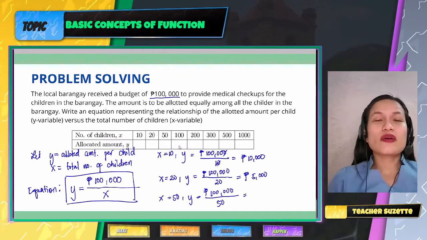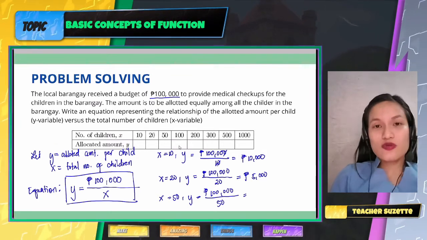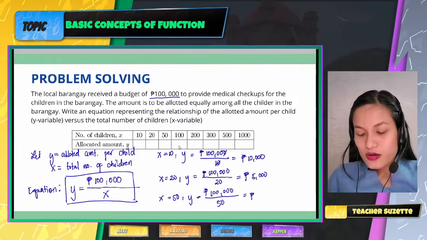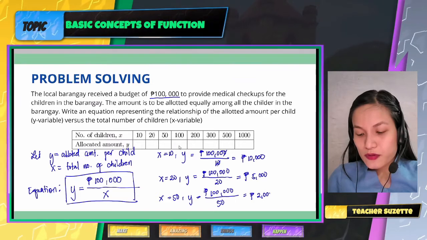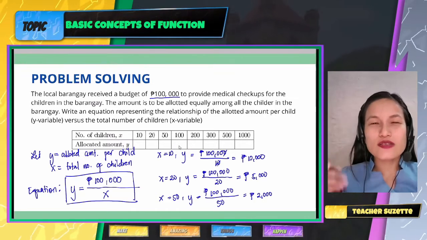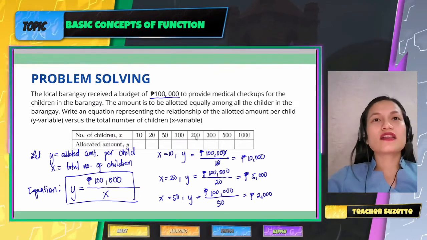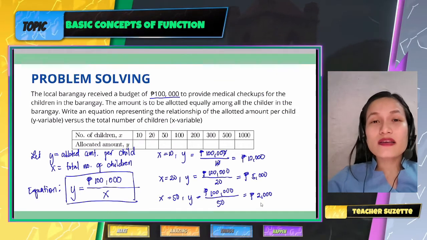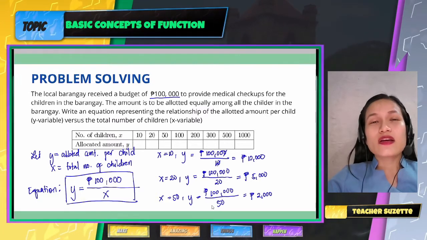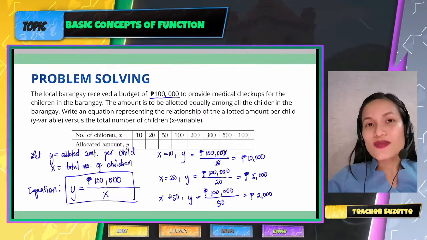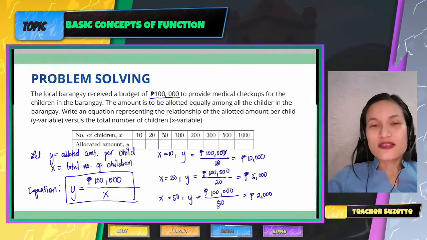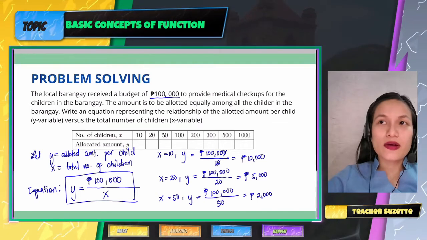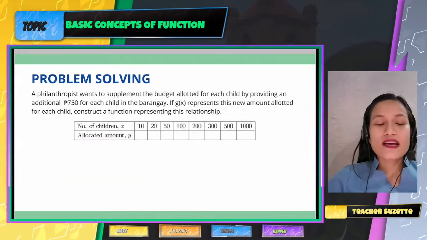So, what is 100,000 over 50? So, every student will receive an amount of 2,000 per child. Then, as you go along, papunta ka ng 100, 200, 300, 500, and 1,000. So, yung amount niyan, magdi-decrease yan as the number of children na naghahati dun sa 100,000 increases. So, ayan lang for our first problem.